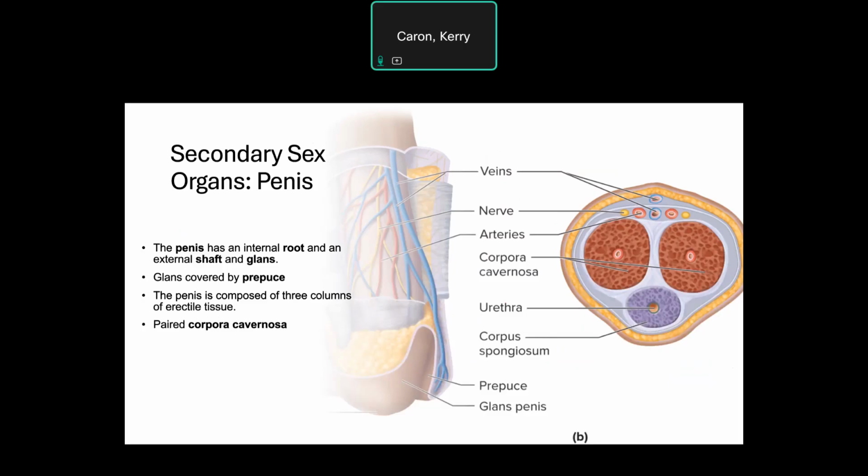Okay, so the penis is secondary. The penis is not primary. The primary sex organ is the testes. So the penis has an internal root. Okay, if you were to, God forbid, cut it transverse, it has an internal root and an external shaft. And then the glans is the tip. And the glans is covered by what we call a prepuce. The penis itself is composed of 3 columns of erectile tissue. Okay? And it's paired with the corpora cavernosa. Okay, the 2 superior columns. The column below is the corpus spongiosum.